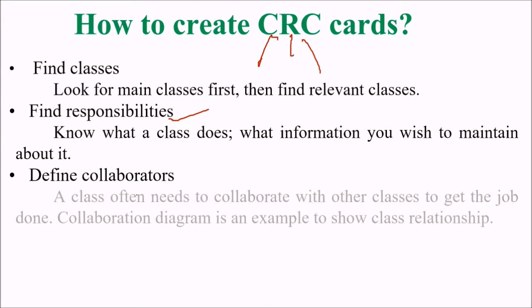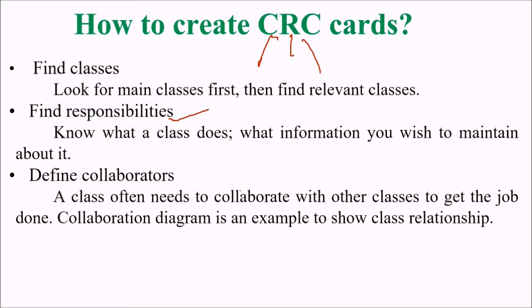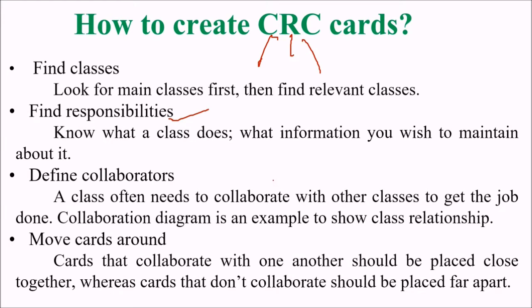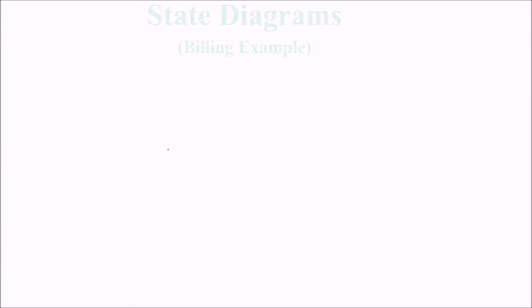Then we define the collaborators. A class often needs to collaborate with one another to get the job done. So a collaboration diagram is an example to show the class relationship. Then move cards around. The cards that collaborate with one another should be placed close together, whereas the cards that don't collaborate should be placed far apart.